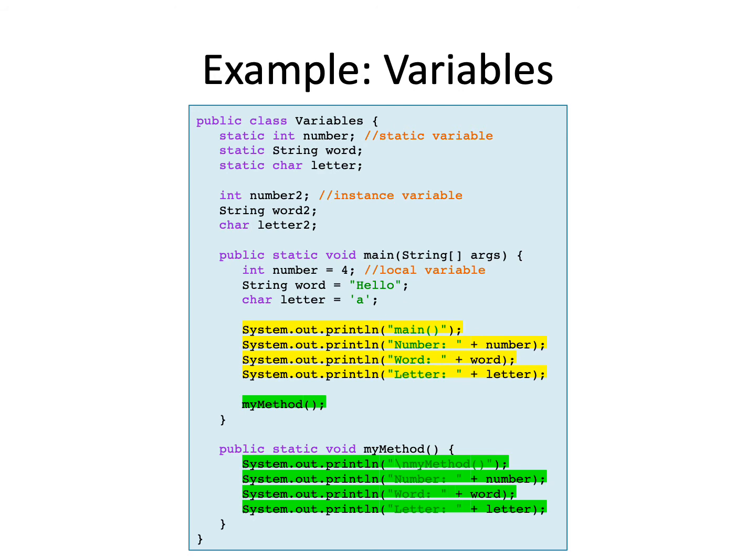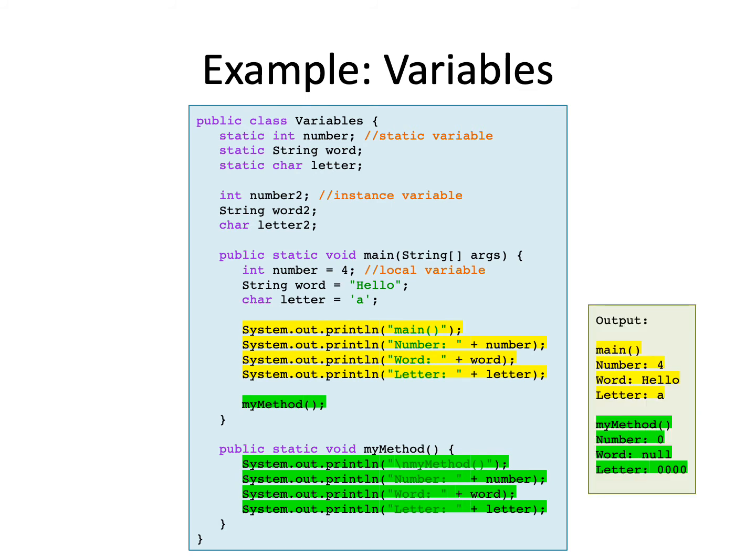Within the main method, we have several System.out.println where we want to display the value of the variables. Then we call myMethod, and within myMethod, it displays the value of the variables called number, word, and letter. What do you think will be displayed? Remember that as we have the static variables, all the static variables can be accessed by all methods in this class.